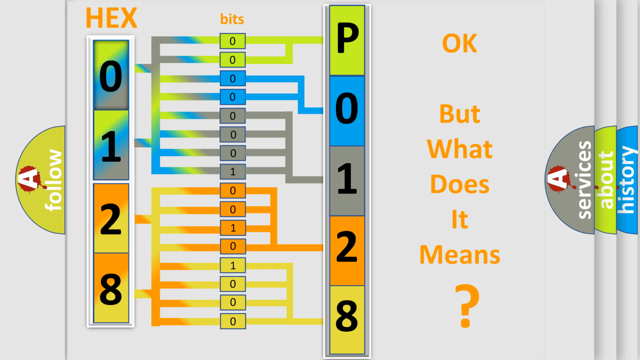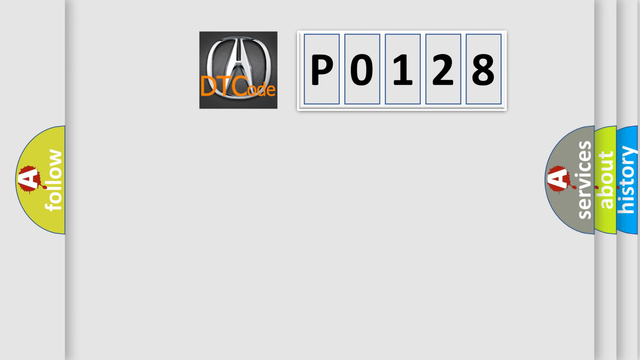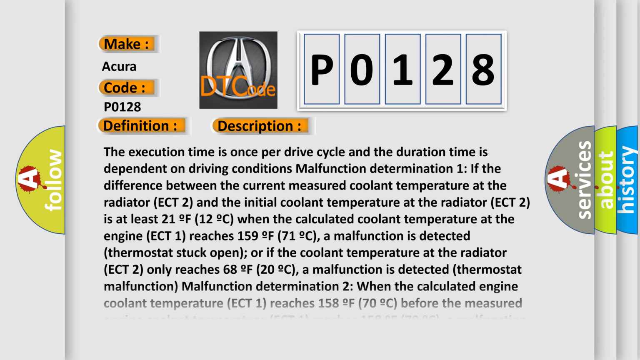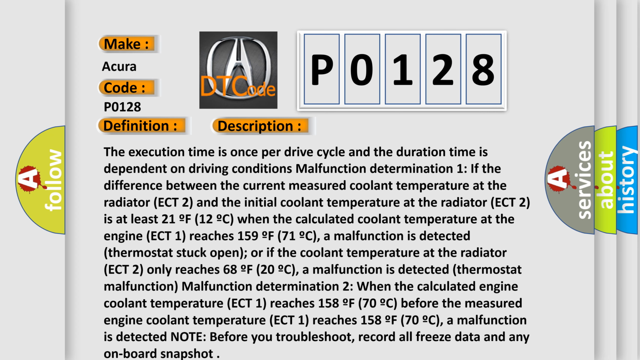The number itself does not make sense to us if we cannot assign information to what it actually expresses. So, what does the Diagnostic Trouble Code P0128 interpret specifically for Acura car manufacturers? The basic definition is cooling system malfunction. And now this is a short description of this DTC code. The execution time is once per drive cycle and the duration time is dependent on driving conditions.